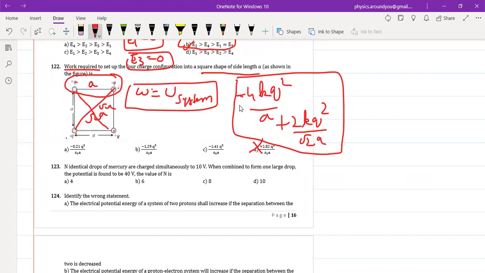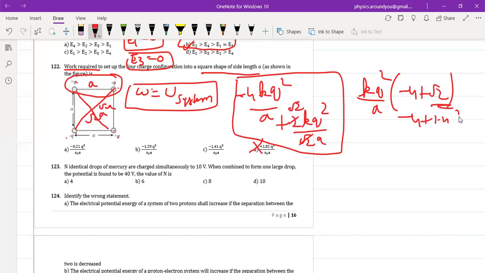The greater term is negative, so the option should be negative. Eliminate D. You put the values, 2 over root 2 goes as root 2. Take kq square by a common. You will get minus 4 plus root 2. Root 2 value is 1.4 something around. So it should be 2.6, 2.7 around. So you see what you can make out of question 122.